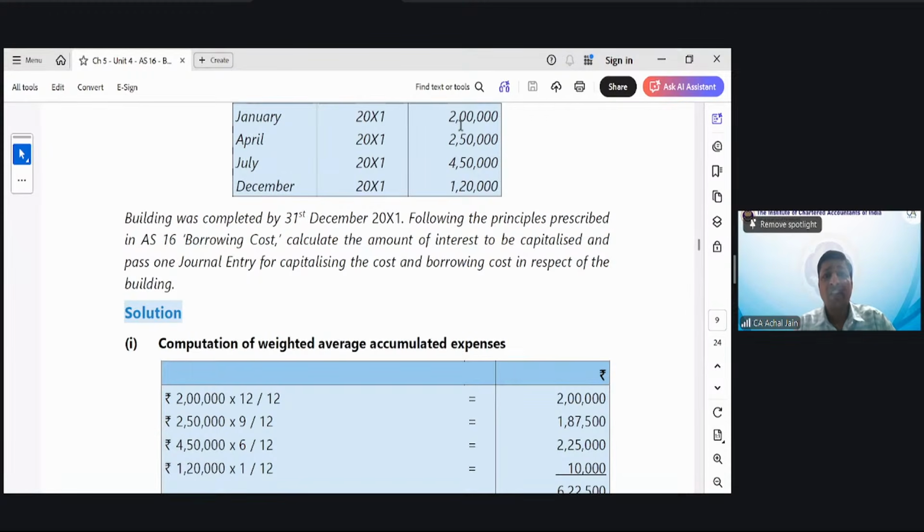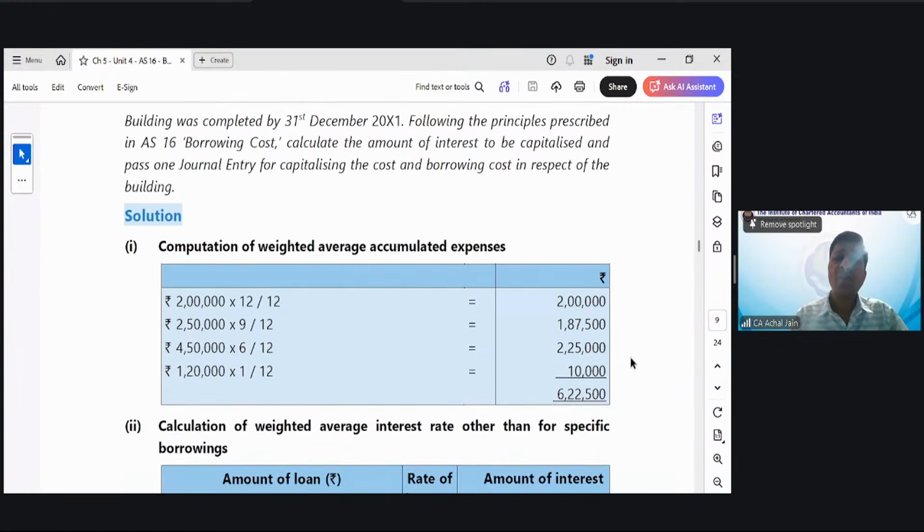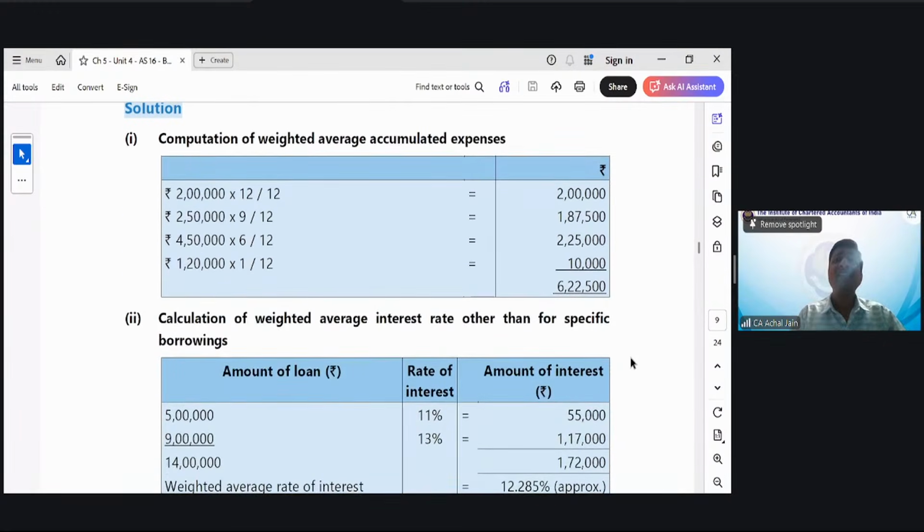Right? So this 2 lakh, what is the time period you will consider? 12 months. This 2 lakh 50,000, what is the time period you will consider? 9 months. 4 lakh 50,000, 6 months. 1 lakh 20,000, 1 month. Correct? Yeah. So if you do that, you get 6,22,500. Now, what is this amount? This is the weighted average of amount spent on construction of the building. Yeah, clear? This 6,22,500, everyone clear? Right?